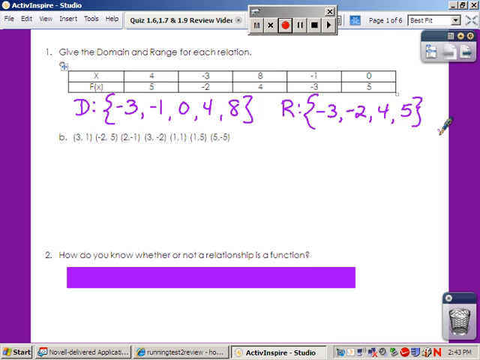For part B, it's the same idea. Domain is a list of all of the x coordinates from least to greatest. So I see -2, -2 looks to be the lowest one. Then +1, that actually shows up twice, so I'll only write it once. So I'm kind of taking these out as I go. And then I have 2. 3 shows up twice. And then that 5.